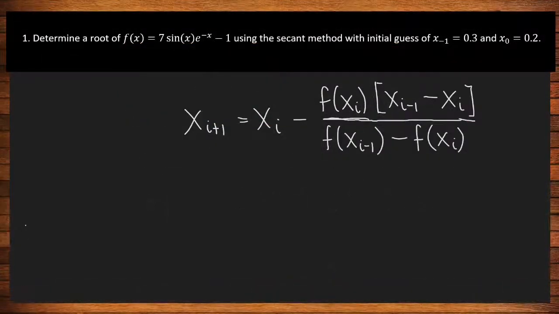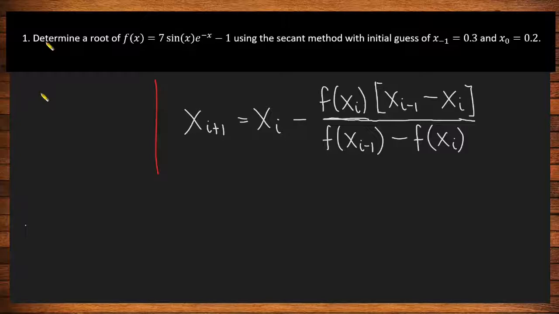Now, let us try to apply the secant method into this example. Determine a root of f of x equal to 7 sine of x times e raised to negative x minus 1 using the secant method with initial guess of x sub negative 1 equal to 0.3 and x sub 0 equal to 0.2. So again, yung kagandahan sa method na to, unlike the Newton-Raphson method, is we no longer need to obtain the first derivative of the function.